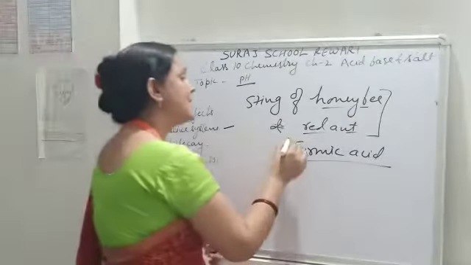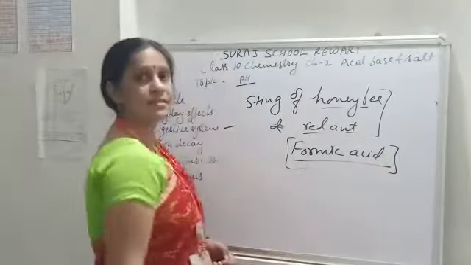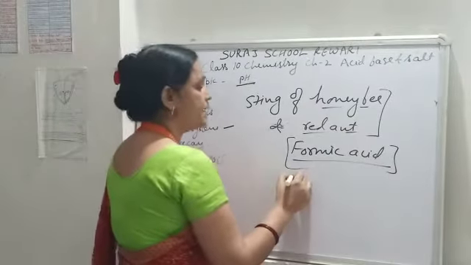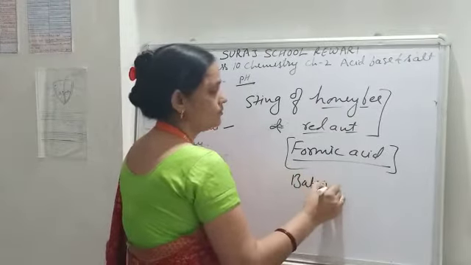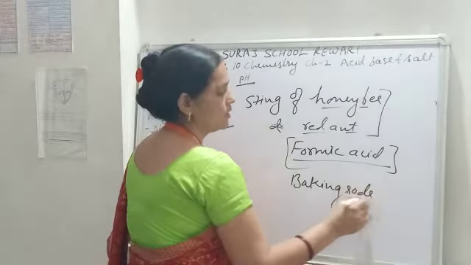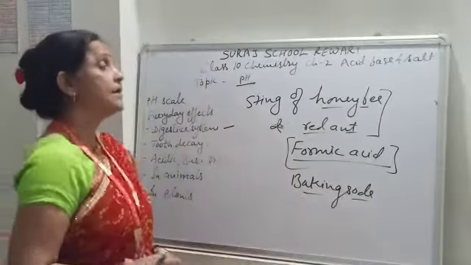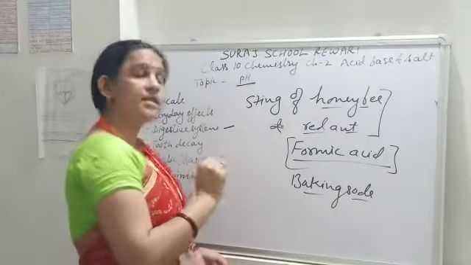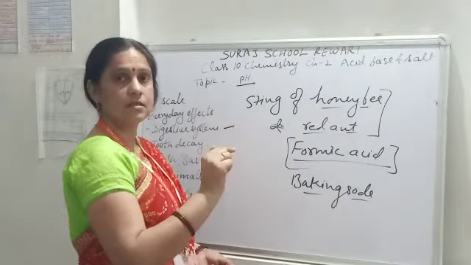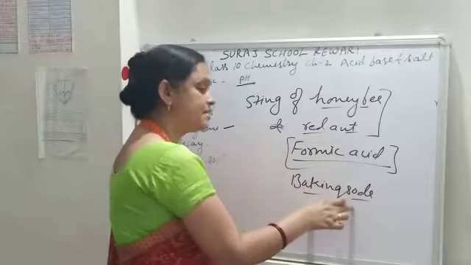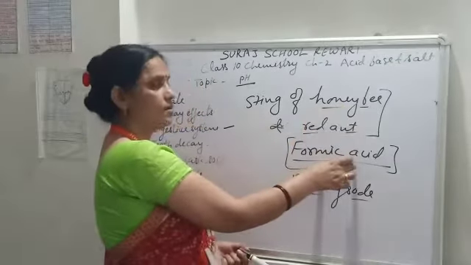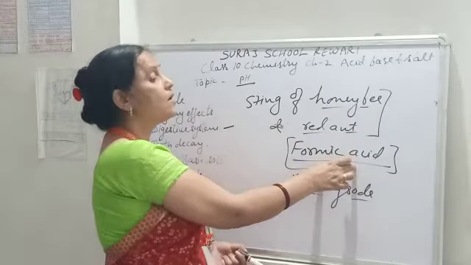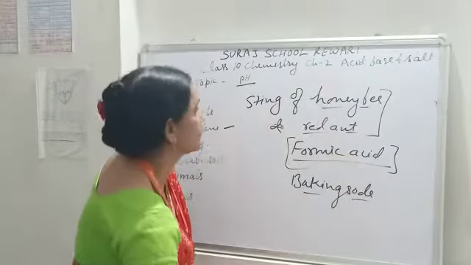So, to neutralize the effect of this acid, we need some basic substance like baking soda. After the bite of these animals, if we rub baking soda on that place, then after some time the basic baking soda neutralizes the effect of formic acid and we get relief from pain or swelling.